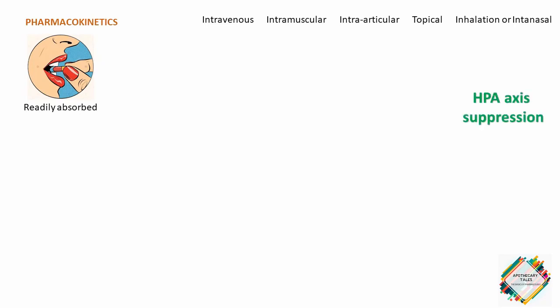hypothalamic pituitary adrenal axis suppression. So this HPA axis suppression is resulting in the reduced cortisol response, which may cause an impaired stress response and an inadequate host defense against infection, which remain a cause of morbidity and death.